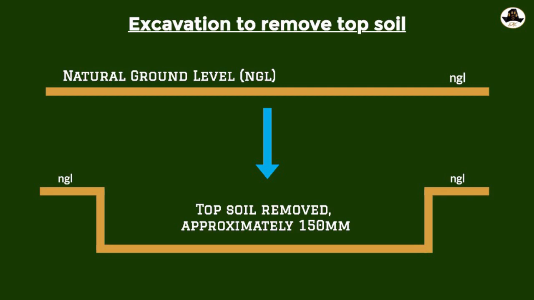And as you will see later, we replace that topsoil with what we call the hardcore, a mixture of approved material needed for the structure to have a good firm foundation, well compacted hardcore for a stronger foundation. So that's what we replace in that area where we have removed the topsoil, which is approximately 150 millimeters, depending on the specifications provided by the designer.